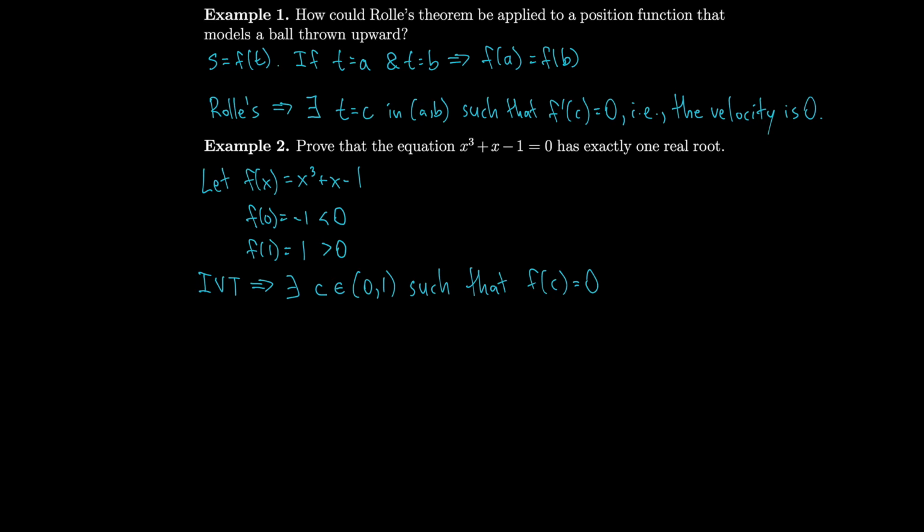The next step is now to show that there can't be any others. So let's suppose, towards a contradiction, that a and b are roots. We're going to show that this is impossible, that only one of these guys can actually be a root. Well, if there are two roots, then remember by definition, a root is an x value that gives a y value of 0. So f of a is 0, and f of b is also 0 because they're both roots.